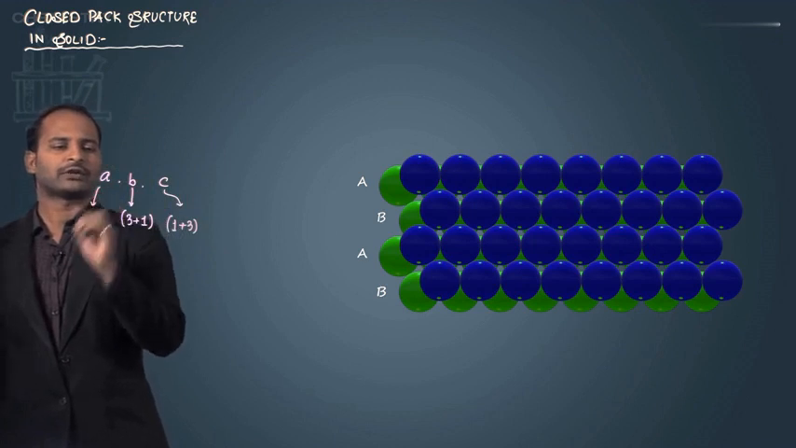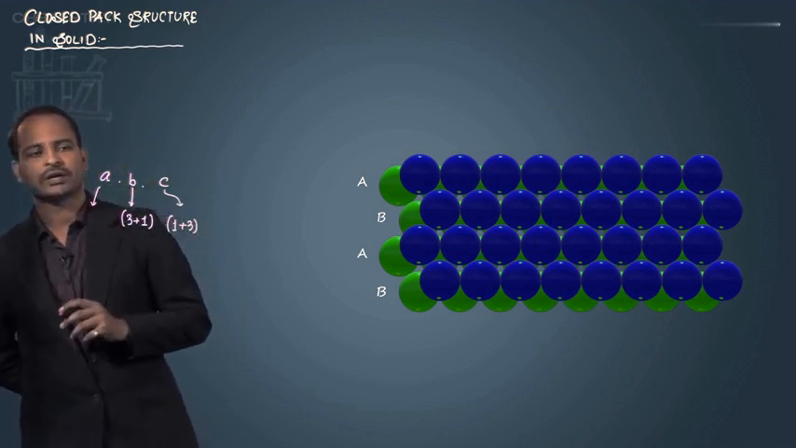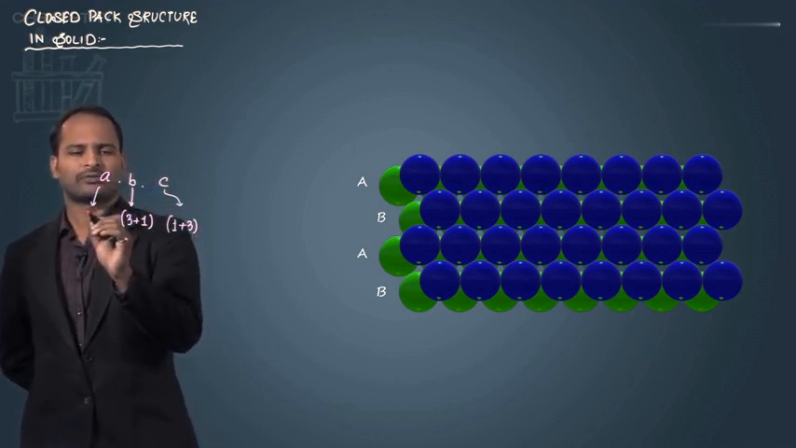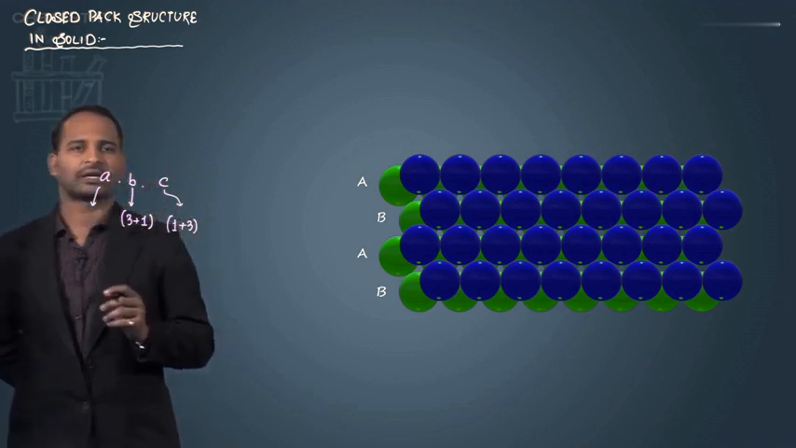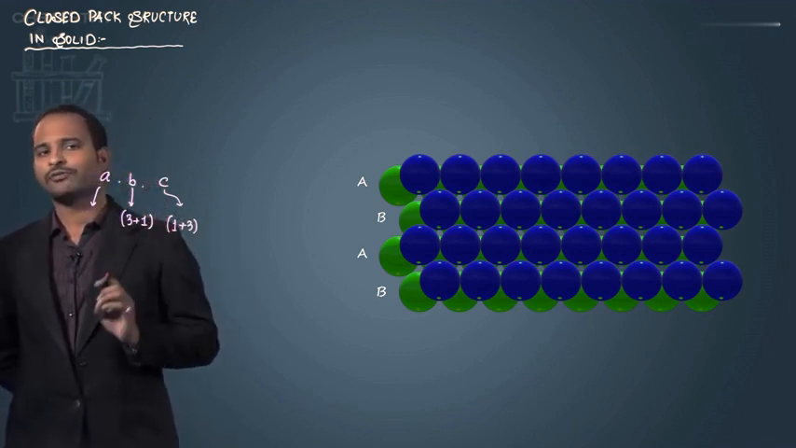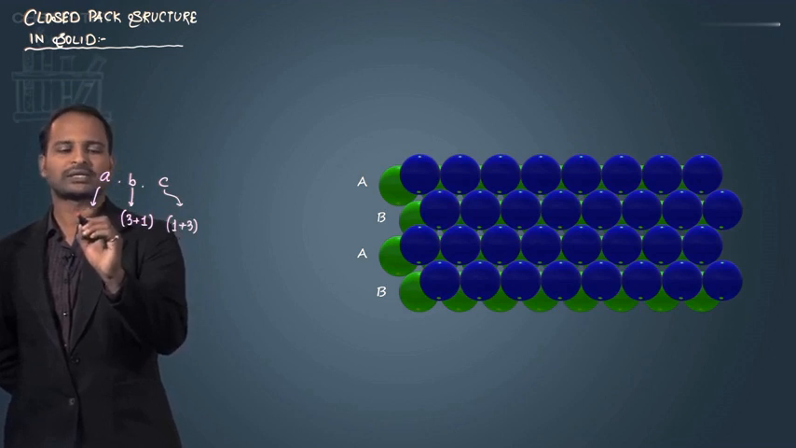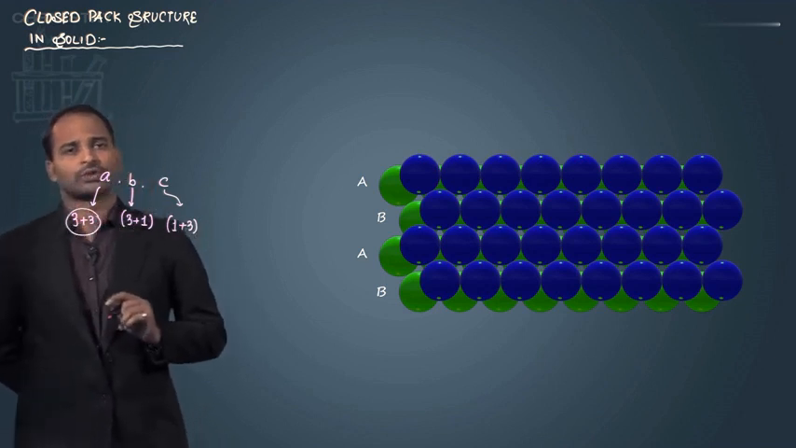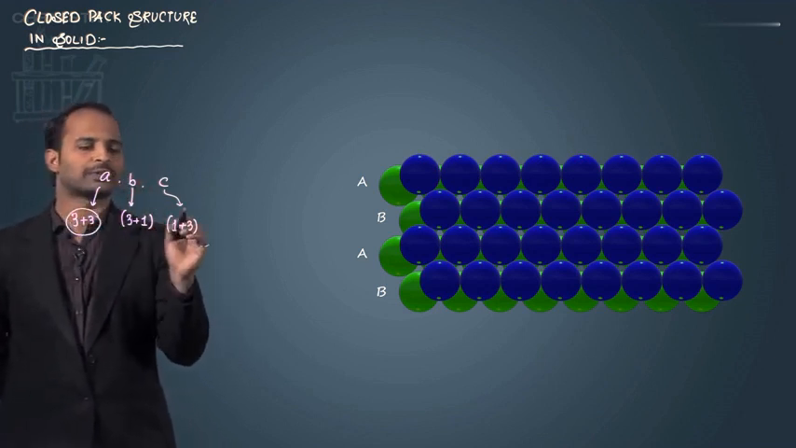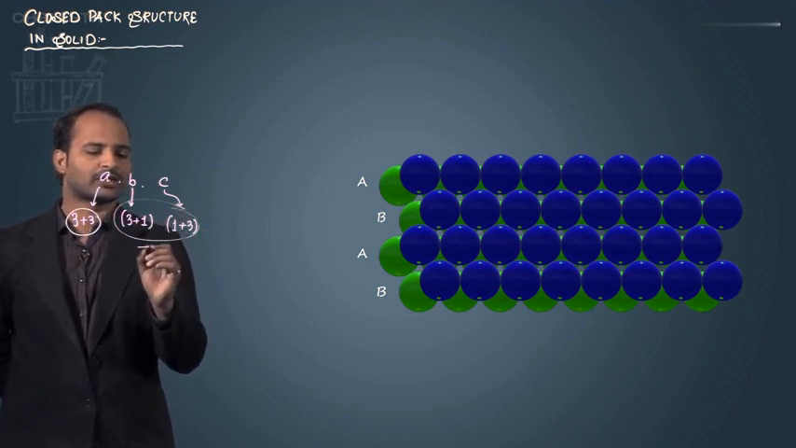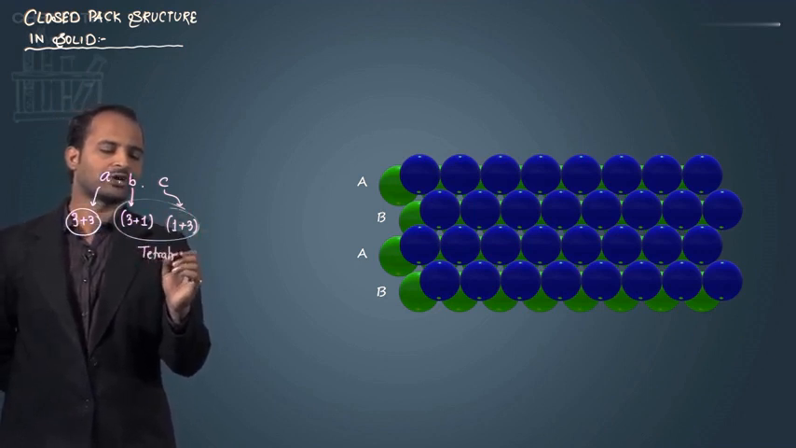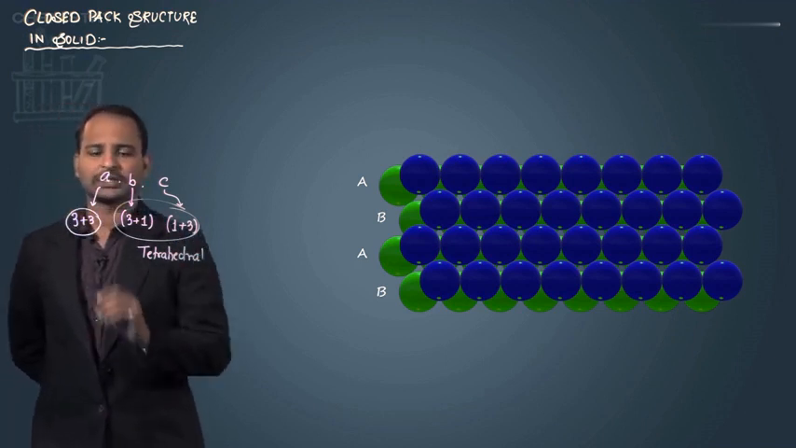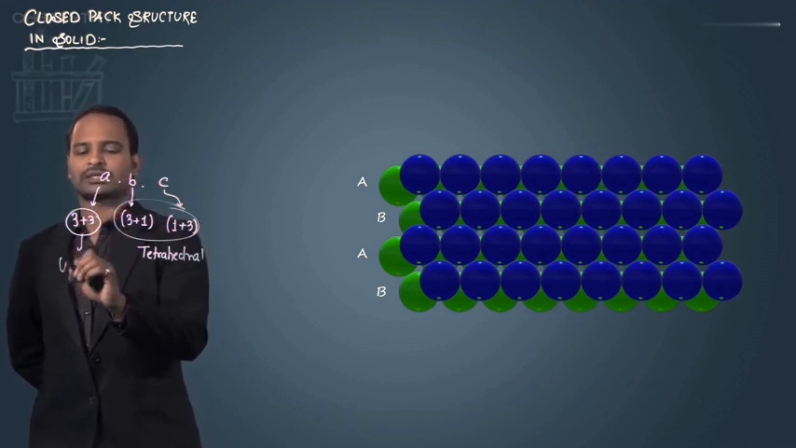Then we have the void A. Void A is surrounded by how many spheres? It is surrounded by 3 from the lower layer and 3 from the upper layer. That means it is totally surrounded by 6 spheres, that is 3 plus 3. Those voids which are surrounded by 4 spheres are called tetrahedral voids. So void B and void C are called tetrahedral voids, and the void which is surrounded by 6 spheres, that is void A, is called an octahedral void.